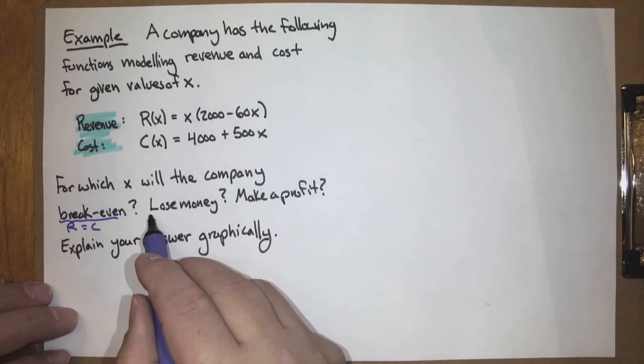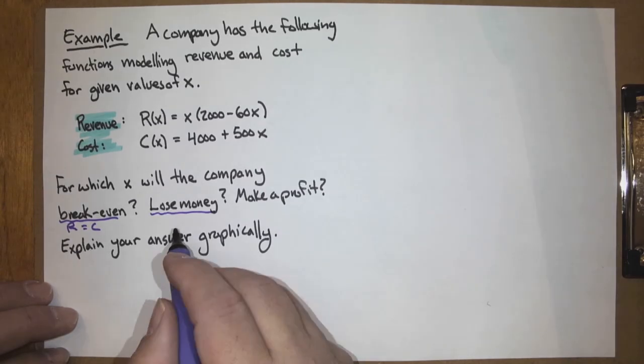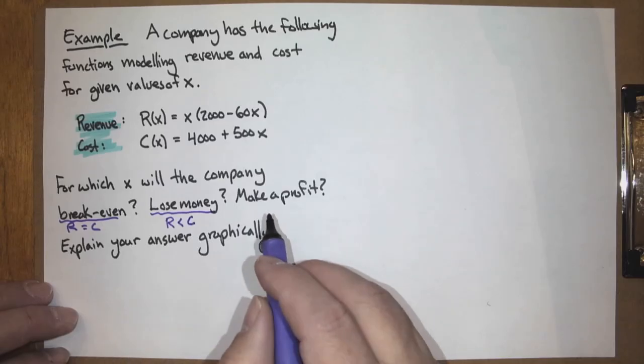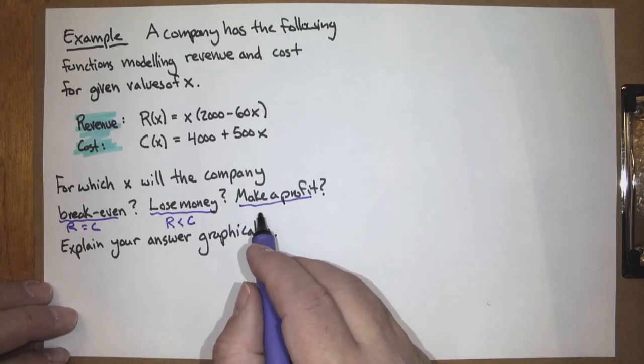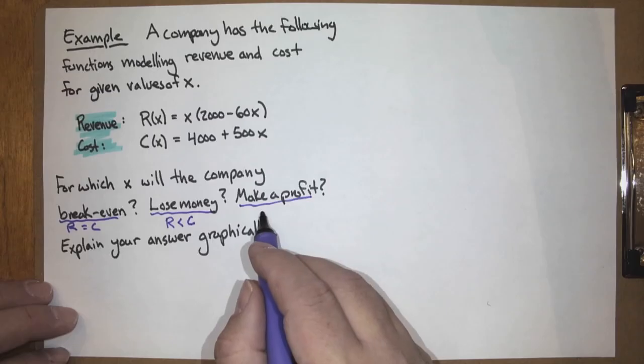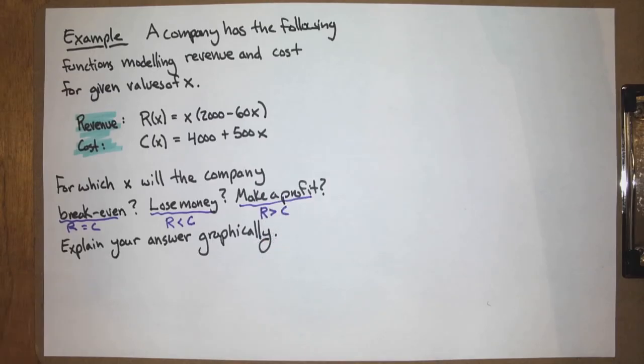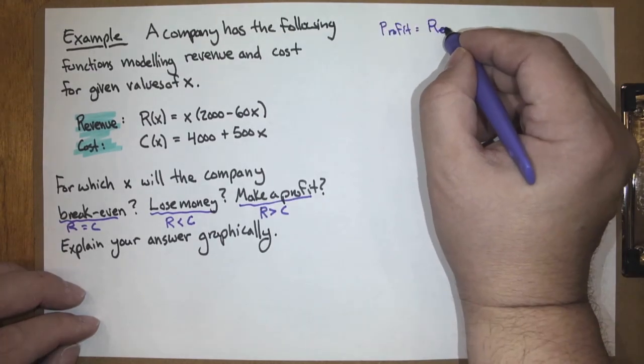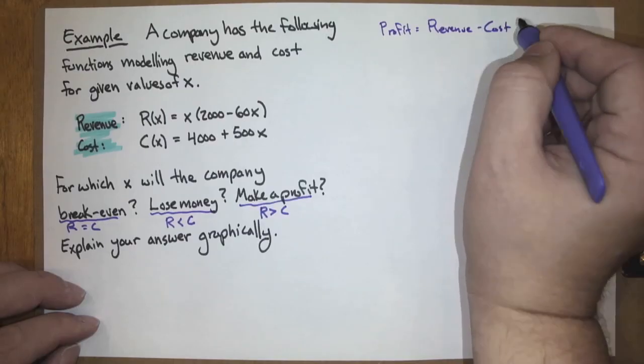By the way, when will you lose money? When the revenue is less than your cost. And when will you make money? Well, it must be whatever's left. So revenue is more than cost. As a quick refresher, revenue is how much you get in. Cost is how much you have to pay out. The profit is the difference. So profit is revenue minus cost.